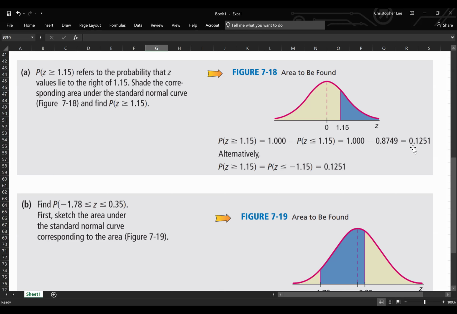All right, let's look at B. B says find the probability of negative 1.78 less than or equal to Z less than or equal to 0.35. Then it says first sketch the area under the standard normal curve, right? So you find the negative 1.78 on the table, you find the 0.35 on the table, you subtract the little number from the big number, and that's how you get the answer to this. Questions?